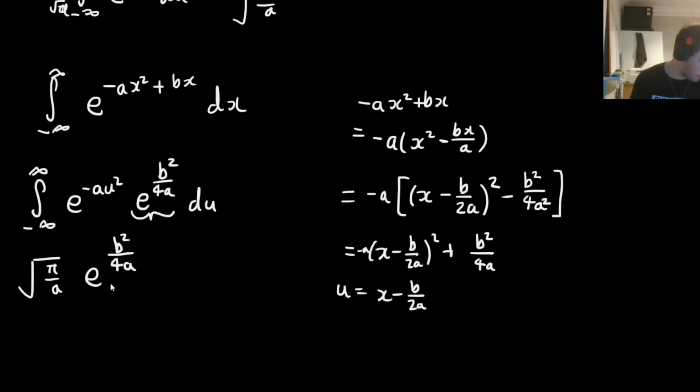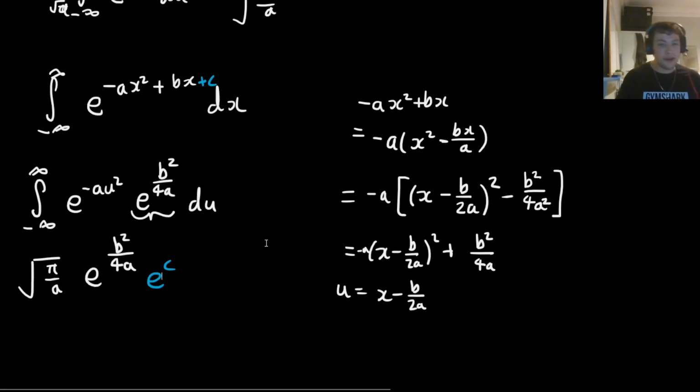Is that what I've got in my notes? That's what I've got in my notes. Brilliant. There we go. That's as general as we want to get in one variable. Obviously we could add plus c here, but then that's just going to give us an e to the c here because it's a constant, so we don't care about that.